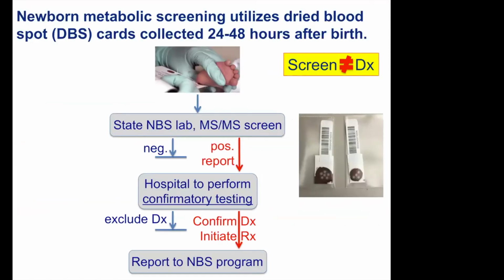Newborn metabolic screening utilizes dried blood spot cards. They are collected 24 to 48 hours after birth. These cards are sent to state newborn screening labs for mass spectrometry-based screening of metabolic disorders. Results are either negative or positive, and positive reports are reported back to the hospitals to perform confirmatory testing.